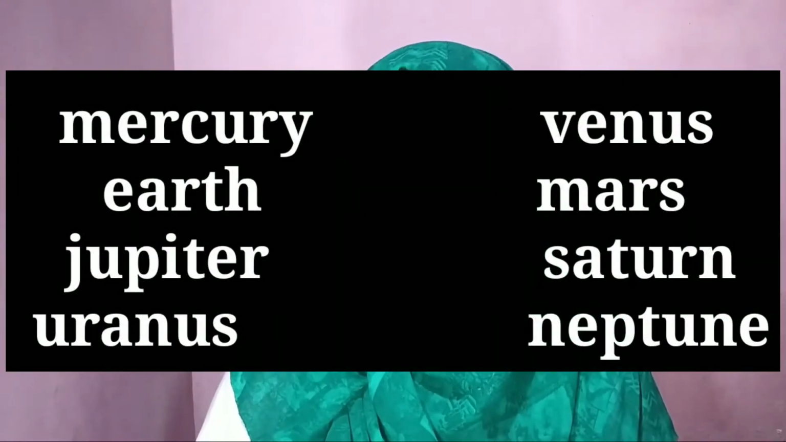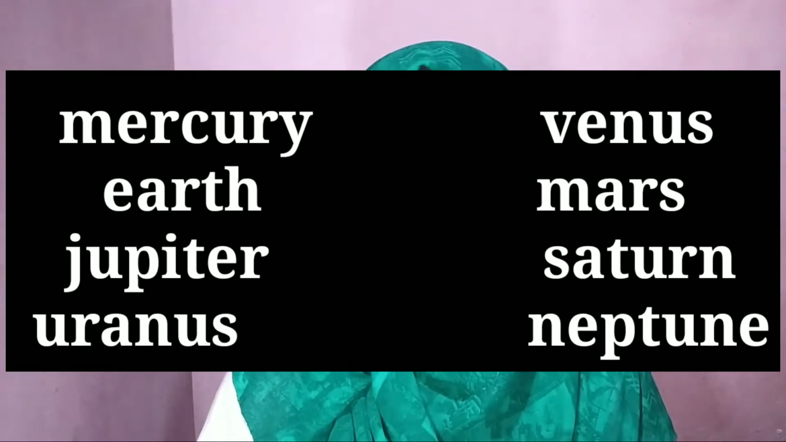From the diagram, we can see planets. Can you say the names of the planets? Mercury, Venus, Earth, Mars, Jupiter, Saturn, Uranus, Neptune. Once again I repeat: Mercury, Venus, Earth, Mars, Jupiter, Saturn, Uranus, Neptune.